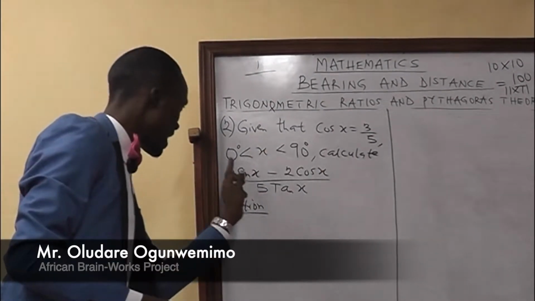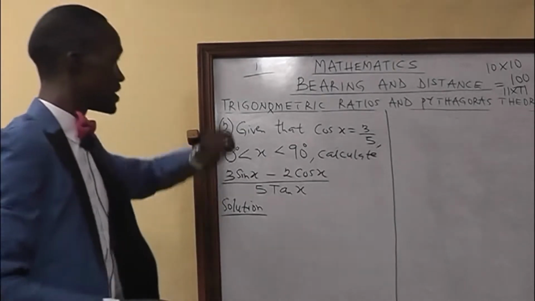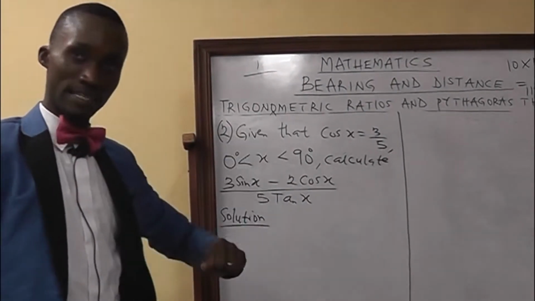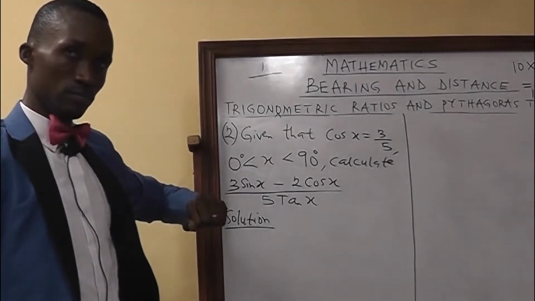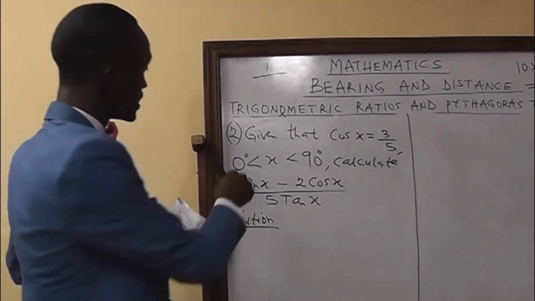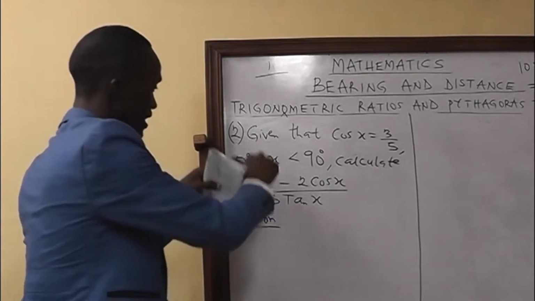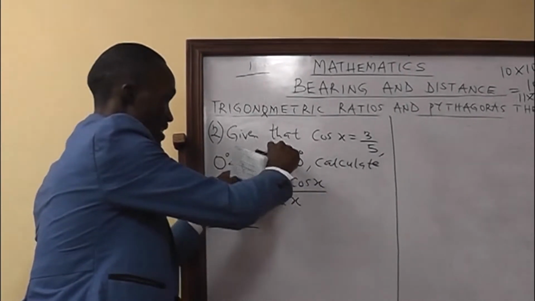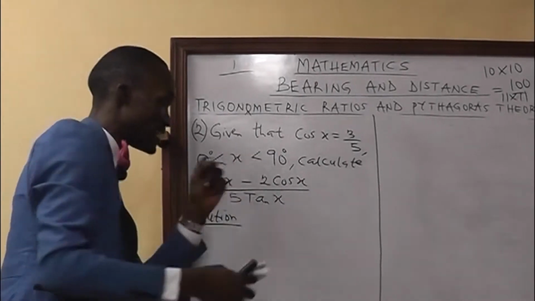Now, we will have something here. 0 degree is less than. The left arm is representing less than. You fold your arm like this. So, this is 0 degree is less than x, and x is at the same time less than 90.